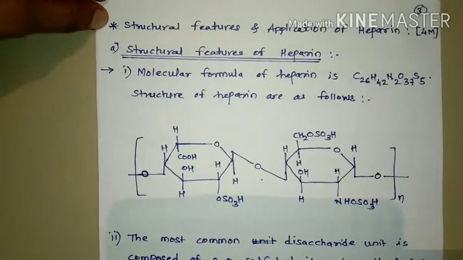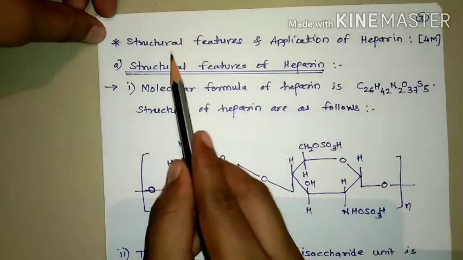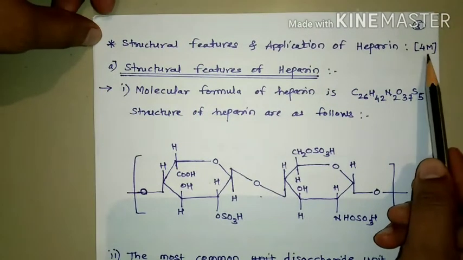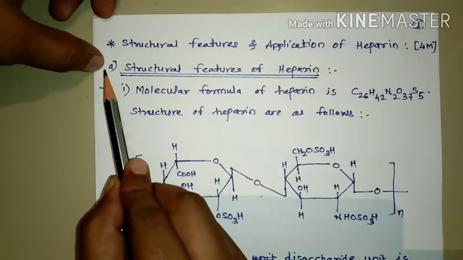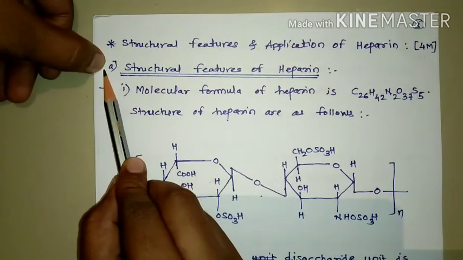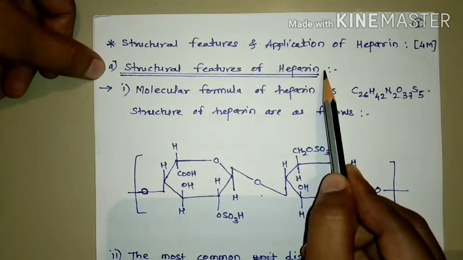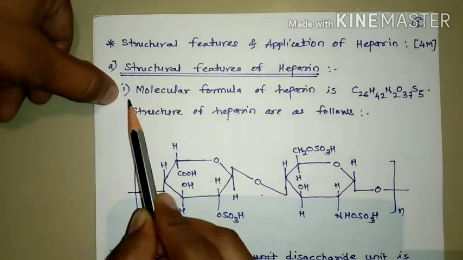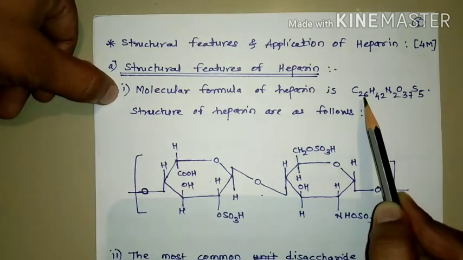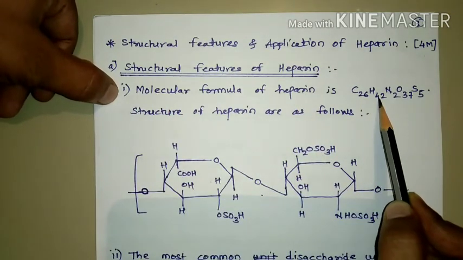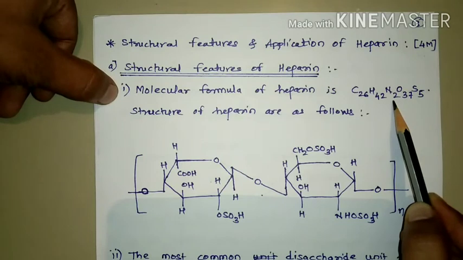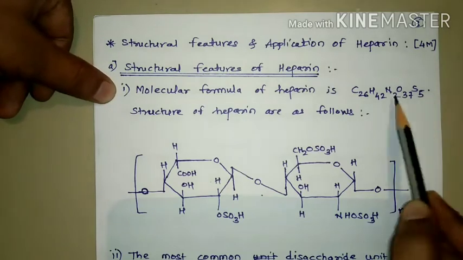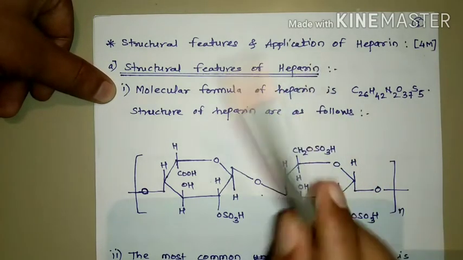The last point of carbohydrate is structural features and application of heparin. It is again 4 marks and an important question. In the structural features of heparin, the answer's first point: the molecular formula of heparin is carbon 26, hydrogen 42, nitrogen 2, oxygen 37 and sulfur 5. So this is the molecular formula of heparin.